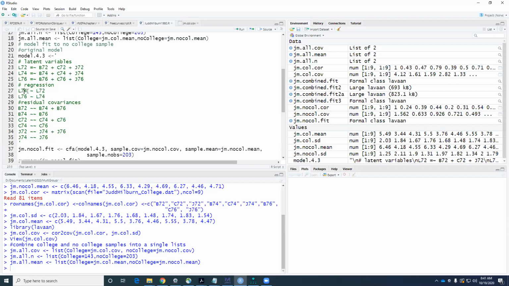Inside of this, they decided to do some regression, so they're predicting 1974 from 1972 and 1976 from 1974. Downstairs, I have my residual covariances between 1972 and 74 and 76, and 1974 and 1976, and I do that for my 3 manifest variables.